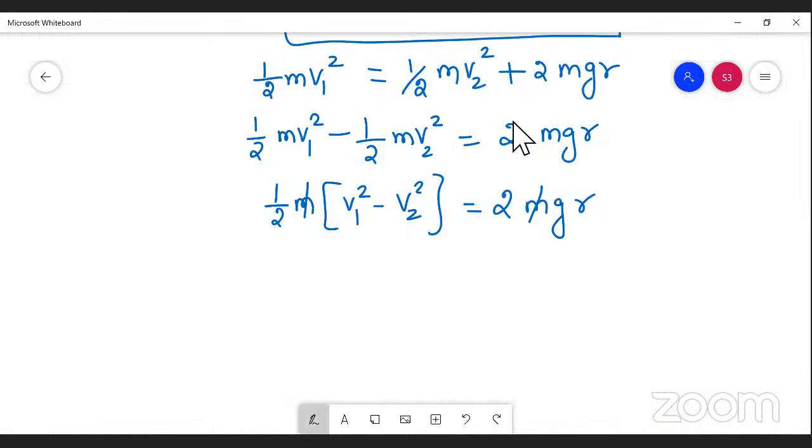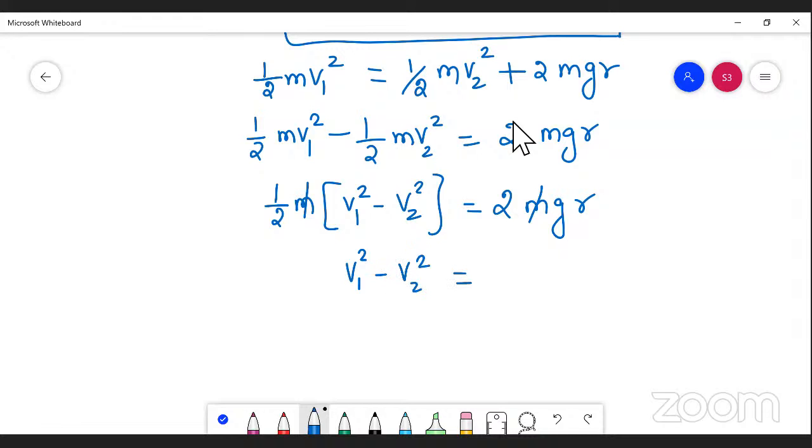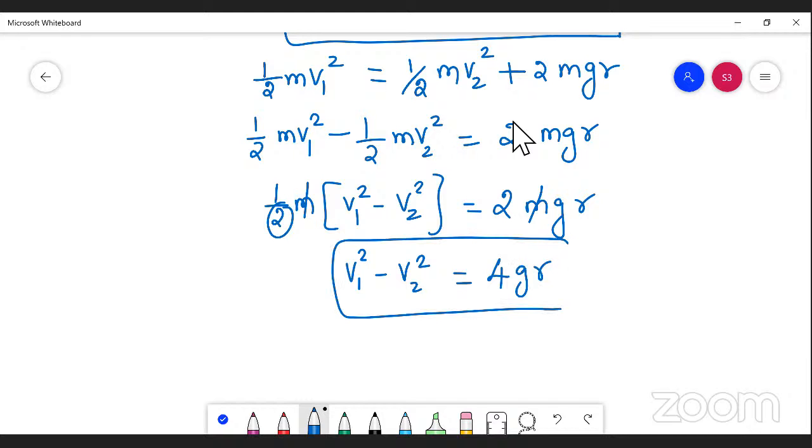So v1 square minus v2 square, the 2 goes to the other side: 2 twos are 4, m cancels, giving 4gr. This is a very important equation: v1 square minus v2 square is equal to 4gr. Am I right? Very good. What is the tension equation?